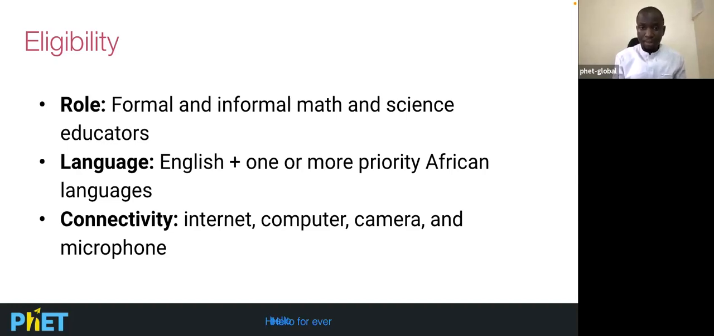Sorry, just before I broke the thought, again, no special skill. Translation is done in the browser. You only need internet connectivity, a computer, and a couple of other things, which we'll talk about, the camera and the mic, just to be able to interact and have conversations like this. So formal and informal maths teacher, English, and for connectivity's sake, you need to be able to connect to the internet. Of course, we are all present on this call, so I expect we all have that feature.